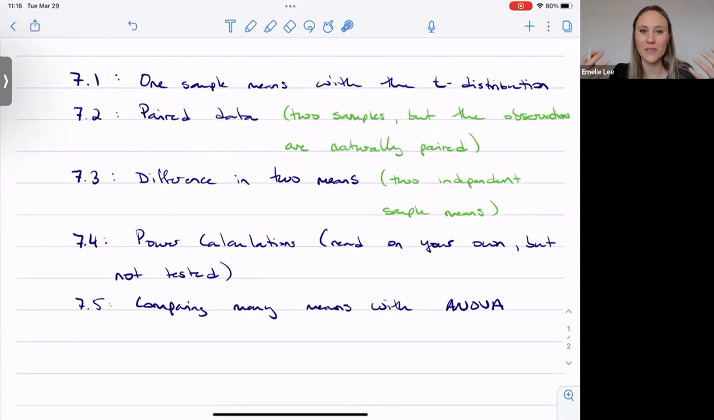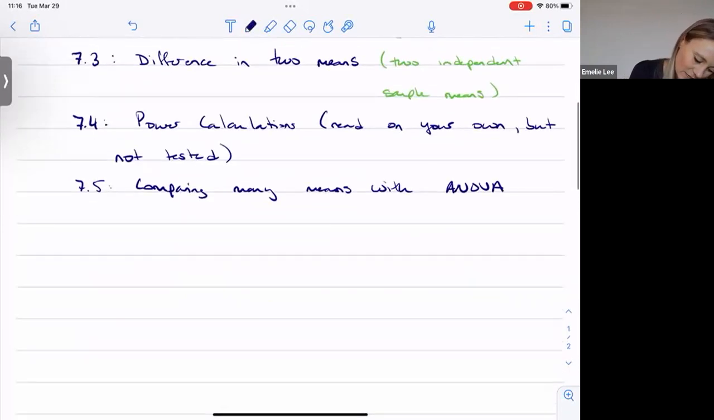Okay, so we're increasing how many means we can compare, and then we kind of skip through this 7.4 and we go straight into comparing many means with ANOVA. So just like the chi-squared was an extension of the z-test, right? The ANOVA is an extension of what we're going to call the t-test. Okay. So that's where we're headed, and let's start in 7.1.